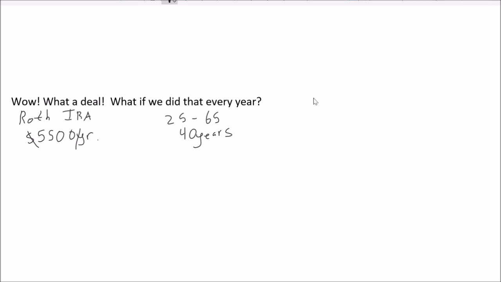Let's figure out how much money we are going to be investing in this example. So what do we have? We have our $5,500 multiplied by our 40 years. What this tells us is how much of our own money we put into this Roth IRA. So 5,500 times 40. Over 40 years, we've put in $220,000. Seems like a lot of money right now, right?